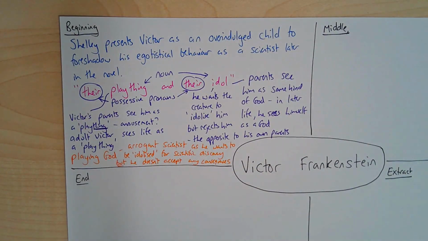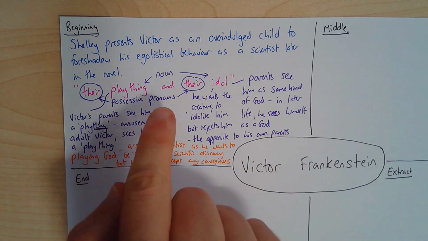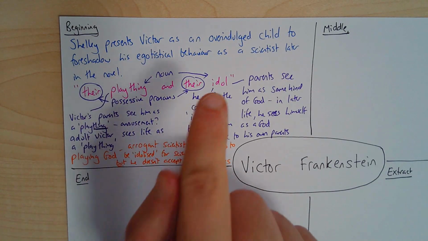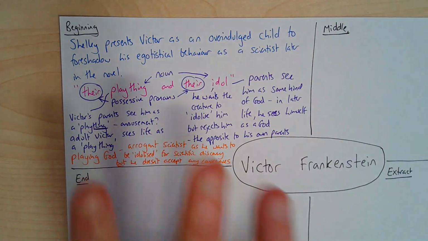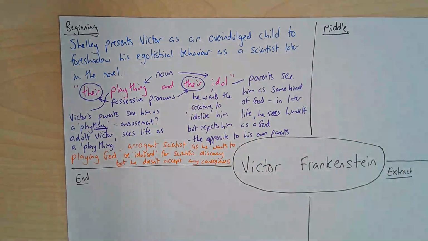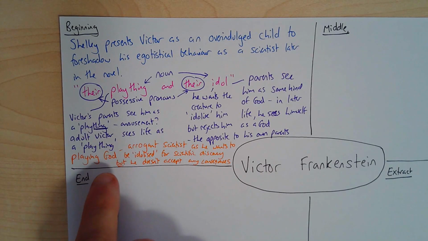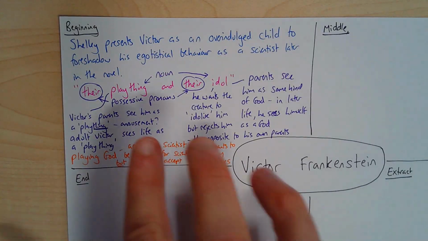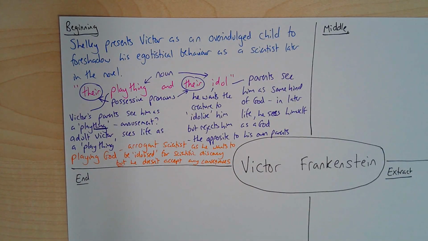So what I've got there is a quotation. I haven't even analysed the two possessive pronouns in any depth. I've analysed plaything, I've analysed idol, I've got my point, my evidence. And if I was to write this up, I'm looking at quite a lengthy paragraph. The context I've mentioned is this idea of playing God, and I haven't really got enough space to go into depth here, but you'd be expected to elaborate that in an essay.